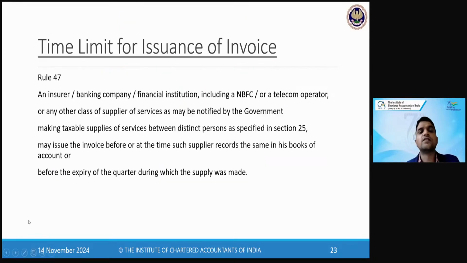Okay. Now let's proceed further. Time limit for issuance of invoice. So while studying section 12 mentioned they're presently irrelevant for the purpose of payment of tax. What is the meaning of this? Which aspect, Riddhi?